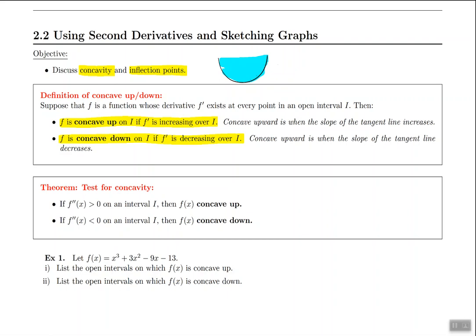So to be concave up, water has to be able to gather inside the curve. Now, you don't have to have a full U shape. Oftentimes we only have half of it. We will still say that this is concave up, or if you have the second half, we would still say concave up. So that's what the term concave up means.